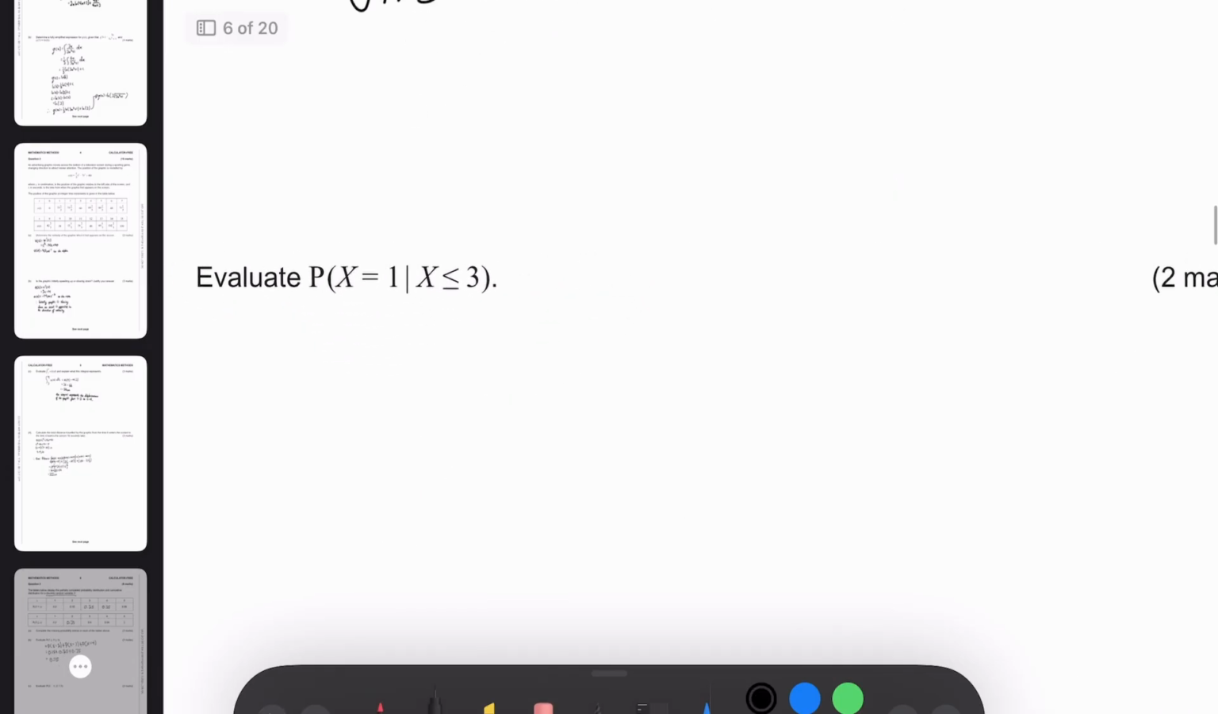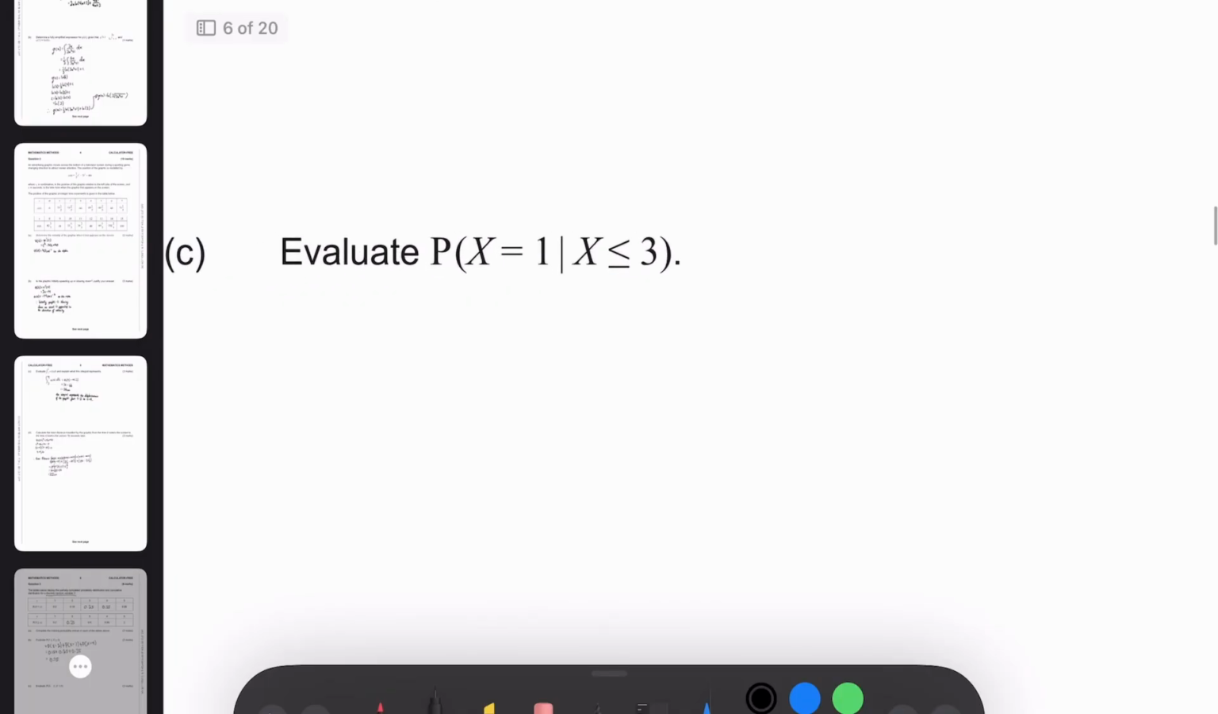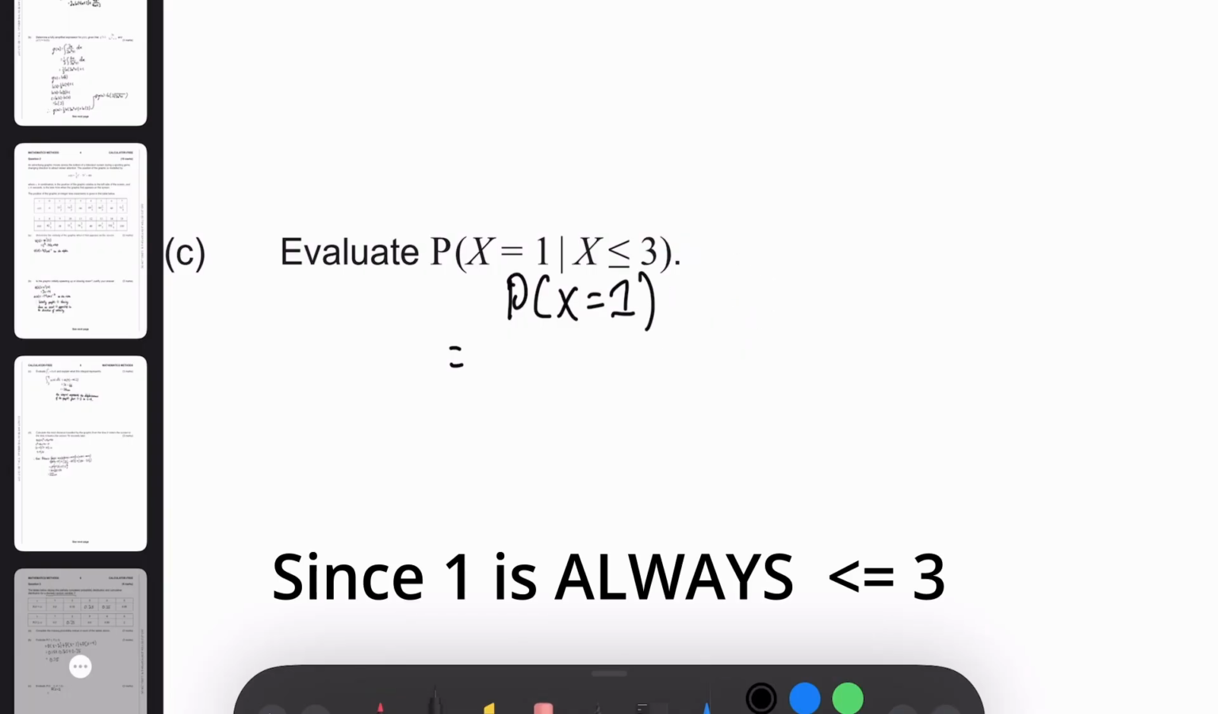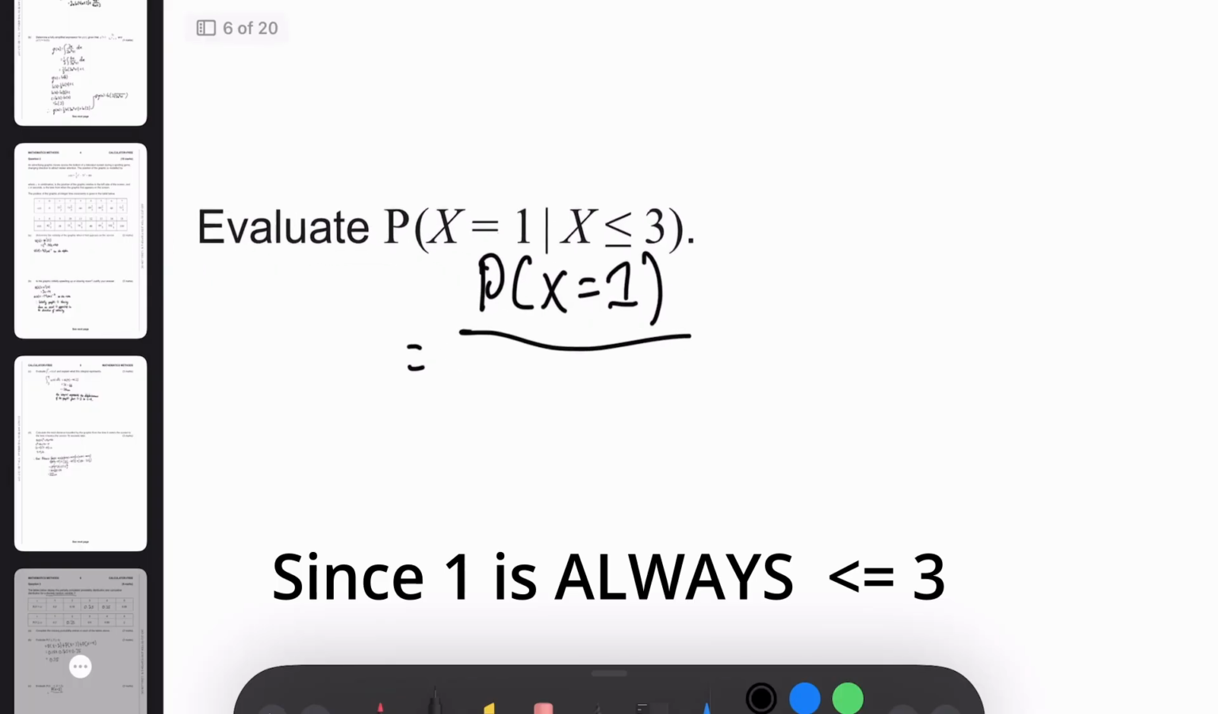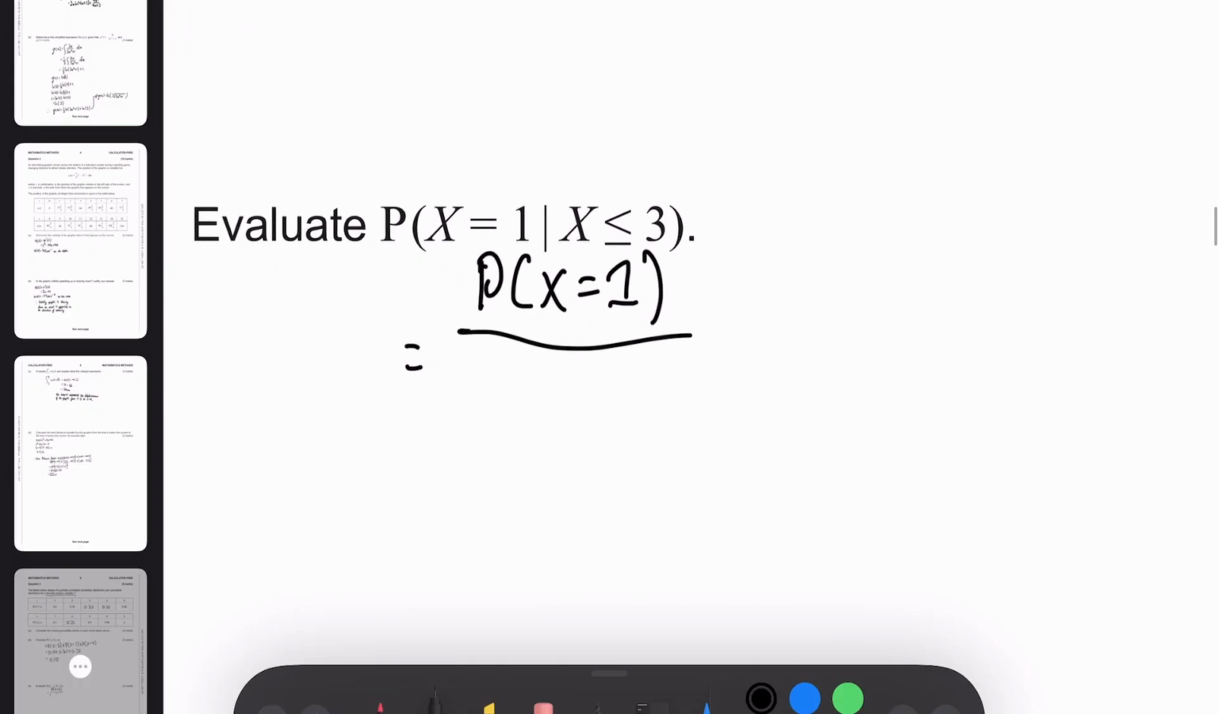Okay, evaluate probability of x equals to 1 given x is less than or equal to 3. This is also quite simple. We can just use the definition that this is going to be equal to x is equal to 1 and x is less than or equal to 3. However, since x is equal to 1 and x is less than or equal to 3 is always going to be like this, what I'm trying to say is that this part is kind of redundant. Okay, so we can actually just do that divided by the probability that x is less than or equal to 3.